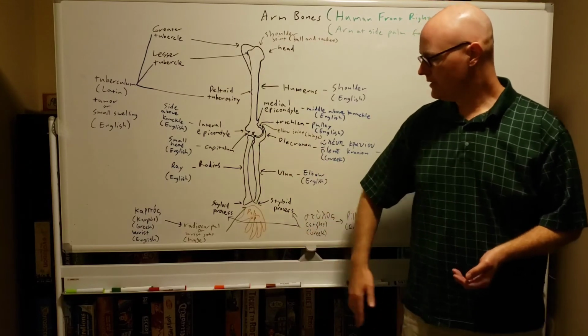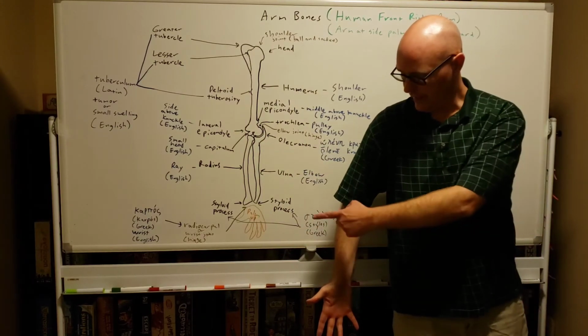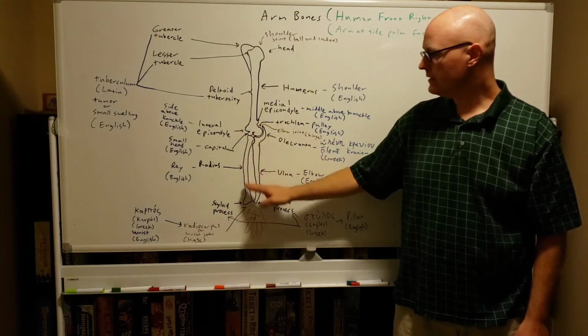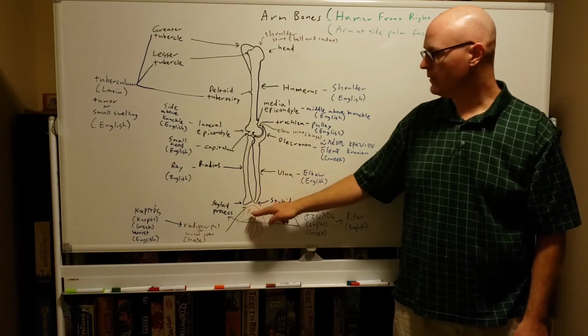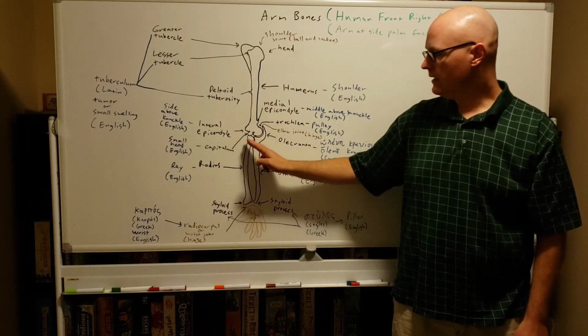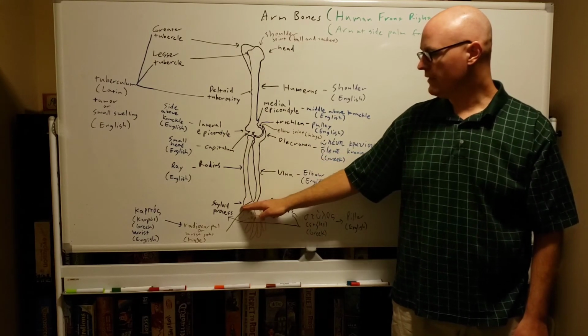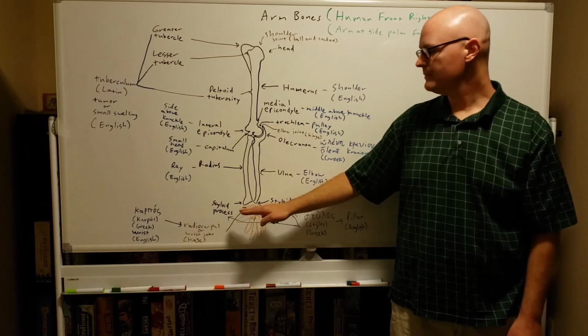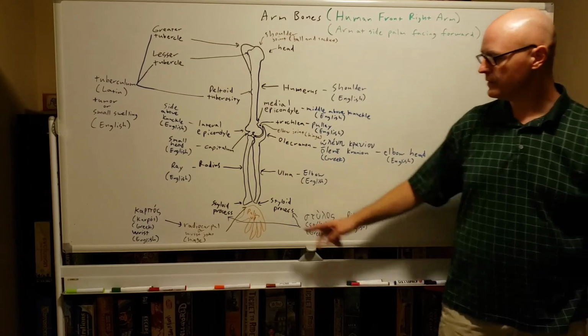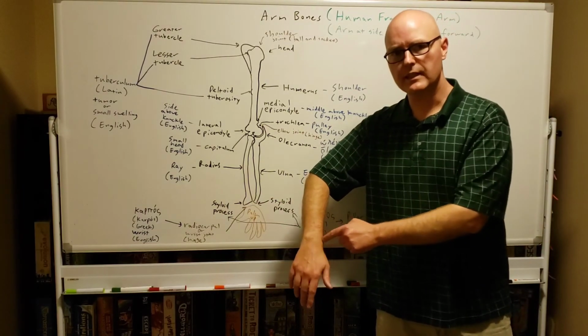On the other side, again facing outwards, the outside is the radius. It's the smaller of the two lower bones. The radius is going to have another styloid process. Again, styloid process is from the Greek stylos, meaning pillar. So little pillar. These little bones out here, these are the styloids.